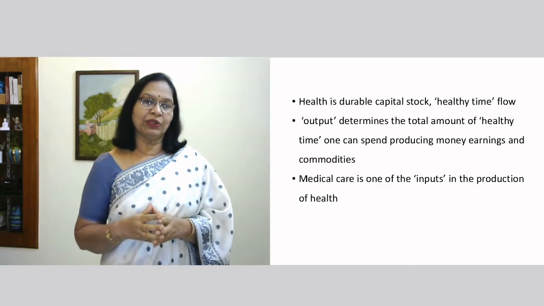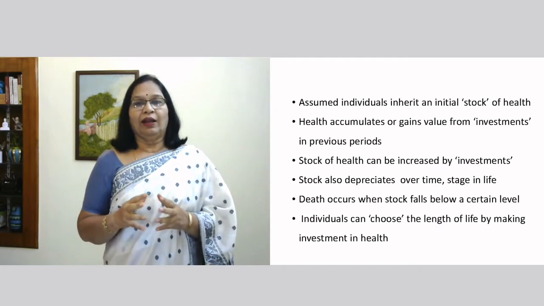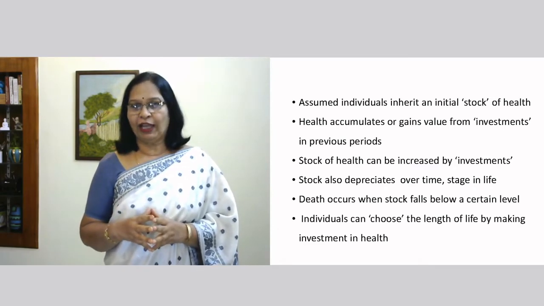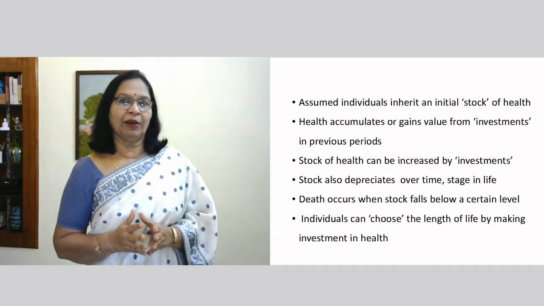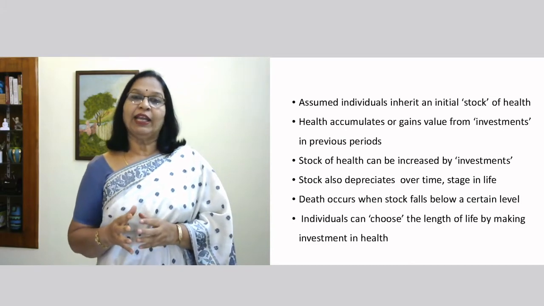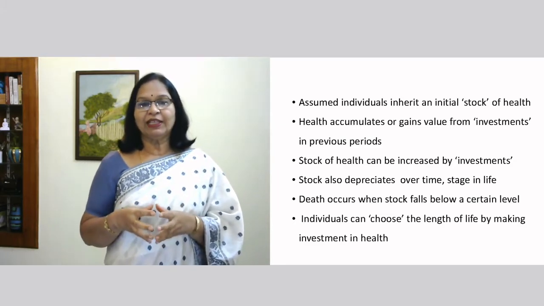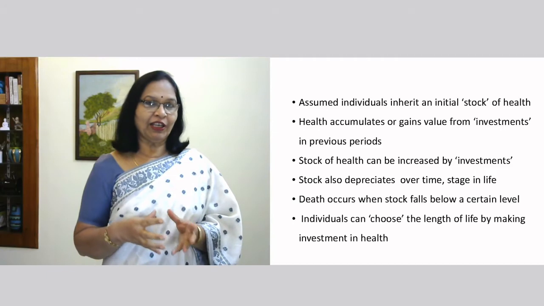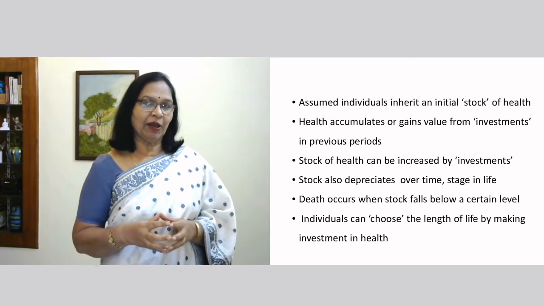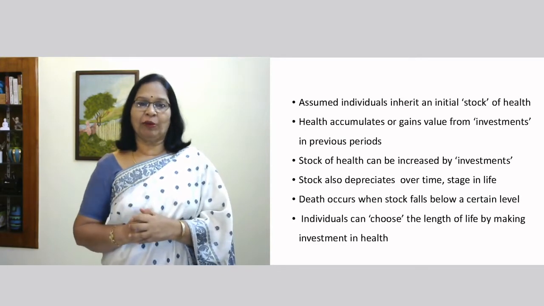So, how do we produce health? Medical care is one of the production inputs. Grossman assumes that each individual inherits a certain stock of health that is more of a biological matter, and this health of an individual accumulates over time. It gains from all the investments that we make in health. Now, what are the investments that we make in health? These investments could be the medical care that we have given in terms of vaccination or other things. We will just see that. So, there are investments made in people, and this investment in health accumulates the stock of health for a person.